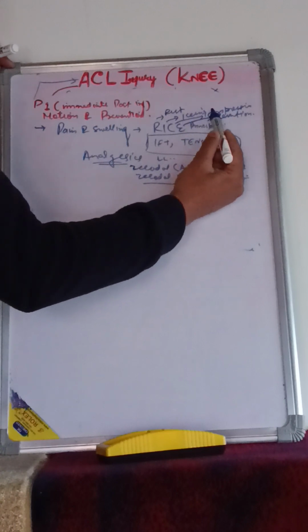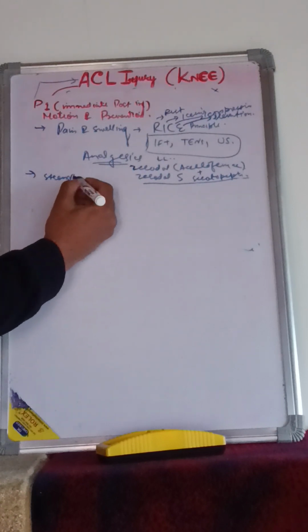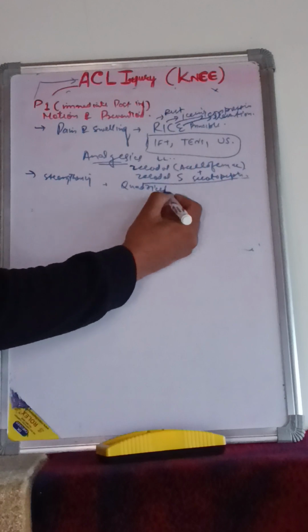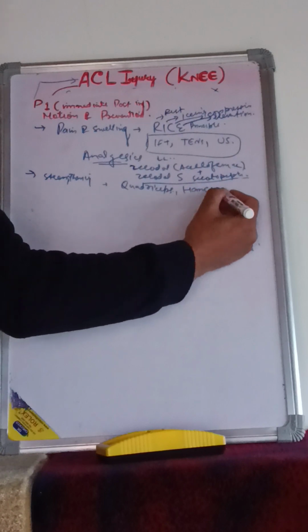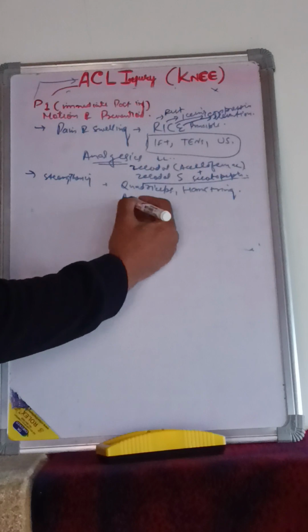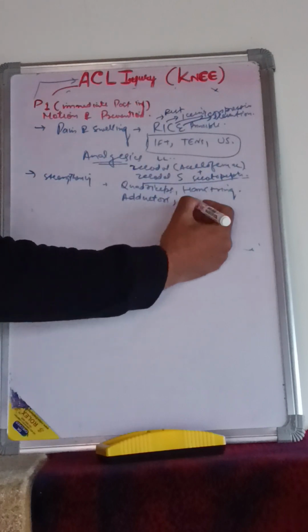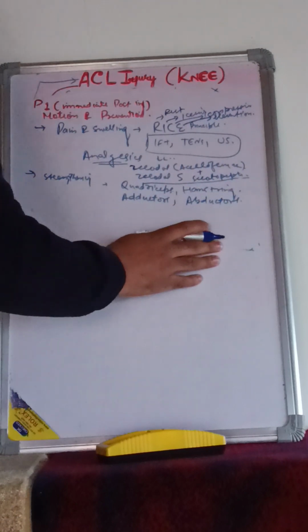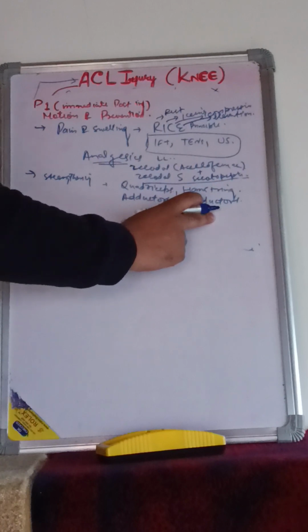Rice: rest, icing, compression, and elevation. Now, strengthening. You have to strengthen your quadriceps, front of thigh muscles, hamstrings, back of thigh muscles, your adductors, medial thigh muscles, and your abductors, lateral thigh muscles, which include gluteus maximus, gluteus medius, and your tensor fascia lata.